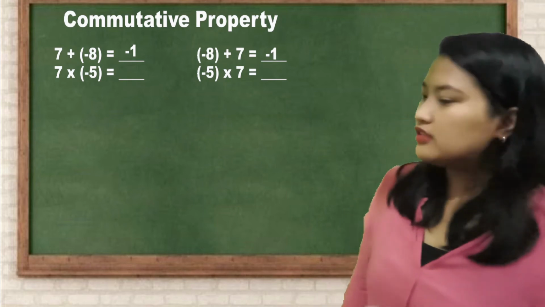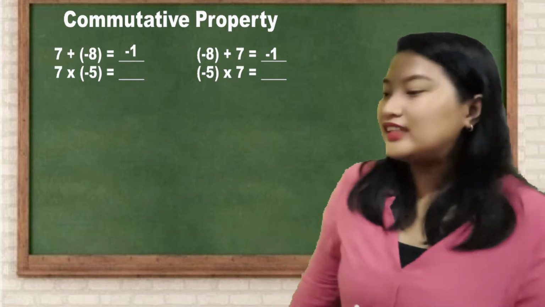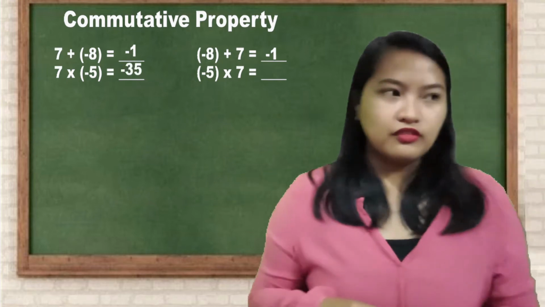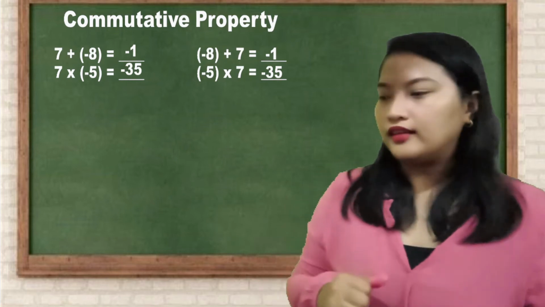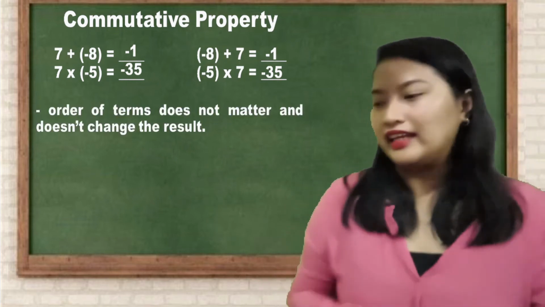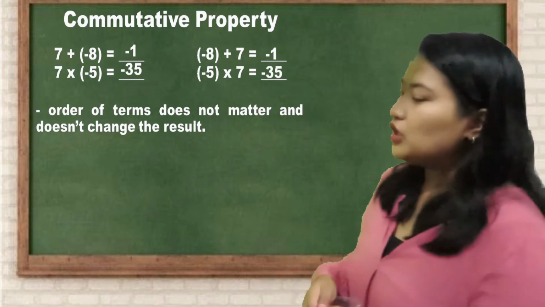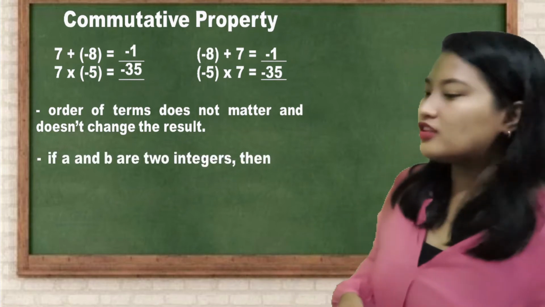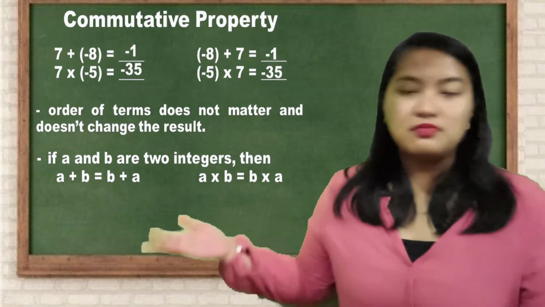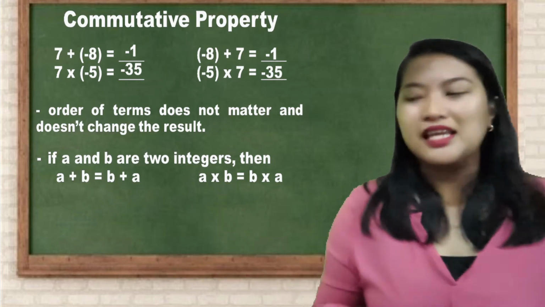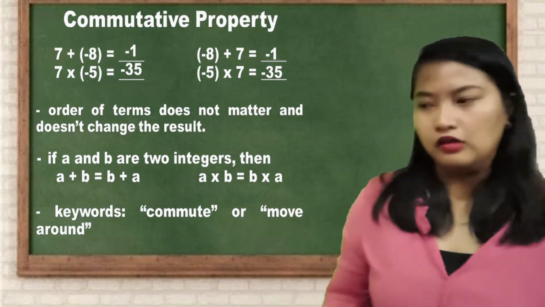Next, Marian. Marian, what is 7 times negative 5 and negative 5 times 7? Correct. It is negative 35. So what have you observed with these mathematical sentences? Correct. Absolutely correct. So order of terms does not matter and does not change the result. So if A and B are 2 integers, then A plus B is equal to B plus A. And also A times B is equal also to B times A. So always remember the keywords commute or move around.